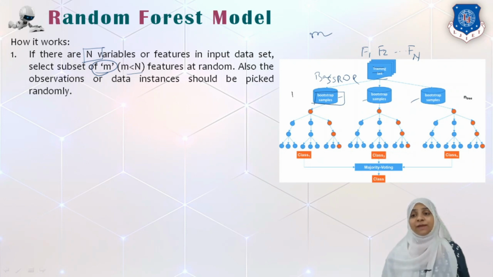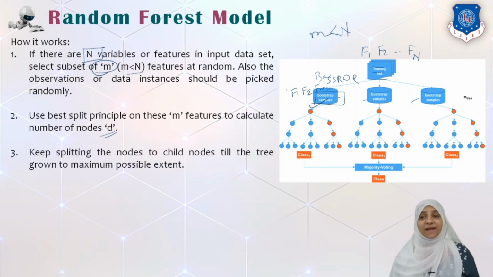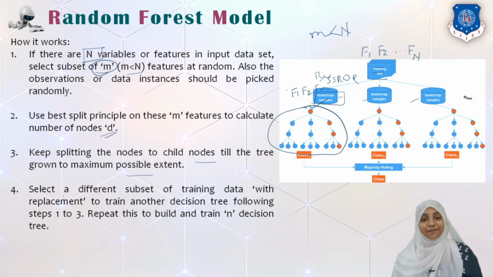Those random attributes can be up to Fm in the first random sample, and we use the best split principle on these m features and calculate the number of nodes. So using this sample, we have to calculate the number of nodes that will be used to create a decision tree for this particular random sample data. And using that sample, we have to keep splitting our node into child nodes until a tree is grown to a minimum extent. So whatever the procedure of decision tree growing is, that will be applied in order to generate the first decision tree.